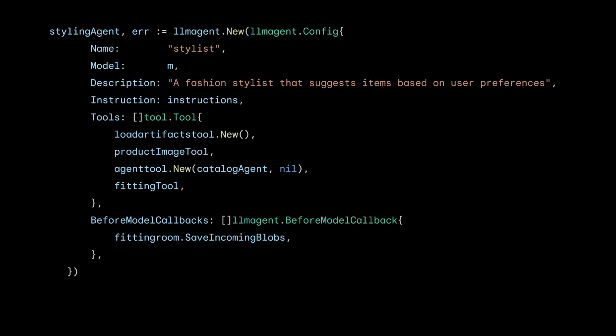You may notice that our styling agent has the same tools as our fitting room agent, but the agents have different instructions. The styling agent instructions tell it to search for products that are right for the user's specified event or location, where the fitting room agent only uses the catalog to find product pictures.